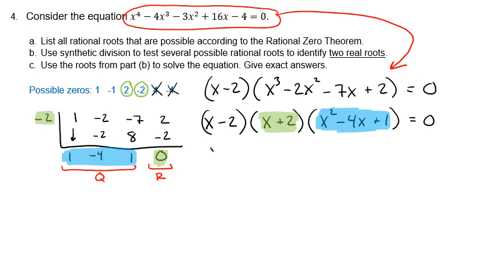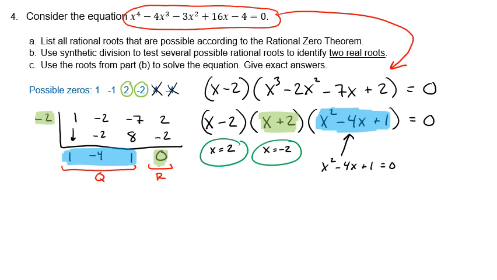All right, so we've got one solution here. x is equal to 2. Circle it. Done. We've got another answer here. x is equal to negative 2. Circle it. We're done. So now we've got x squared minus 4x plus 1 is equal to 0.